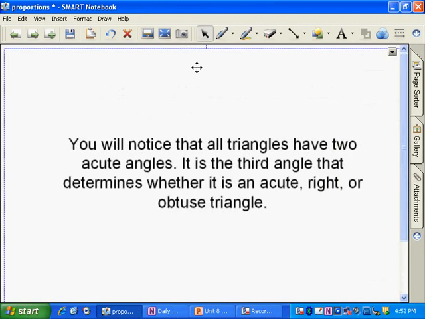Alright, so that was naming triangles by their sides. Now we're going to name triangles by their angles. Every single triangle, it doesn't matter what kind of triangle it is, has two acute angles. It has two angles that measure less than 90 degrees. It is the third angle that determines whether the triangle is acute, right, or obtuse. If the third angle is an acute angle, it's an acute triangle. If that third angle is a right angle, it's a right triangle. If that third angle is an obtuse angle, it's an obtuse triangle.